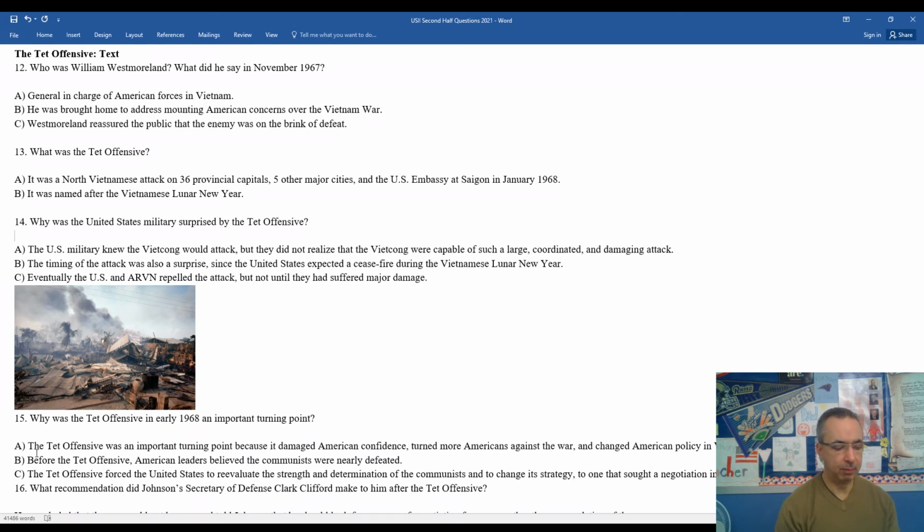Why was the U.S. surprised by the Tet Offensive? Well, the U.S. military knew the Viet Cong would attack, but they did not realize the Viet Cong were capable of such a large, coordinated, and damaging attack. The timing of the attack was also a surprise since the United States expected a ceasefire during the Vietnamese Lunar New Year. Eventually, the United States and the South Vietnamese forces repelled the attack, but not until after suffering major damage.